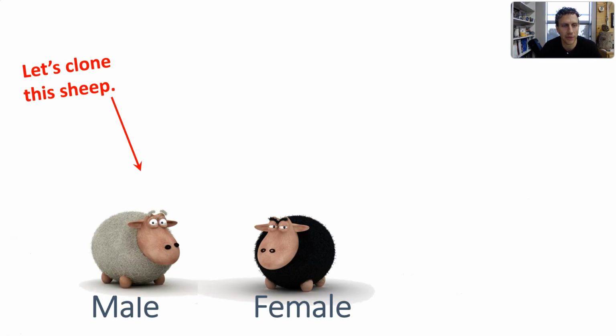Let's clone this beautiful sheep. Look at how happy he looks. How unintimidated of his friend he appears to be. We're going to clone him. They are not mating. They are not producing offspring through sexual reproduction. We are going to make a genetic clone of this chap, that white male, right there.